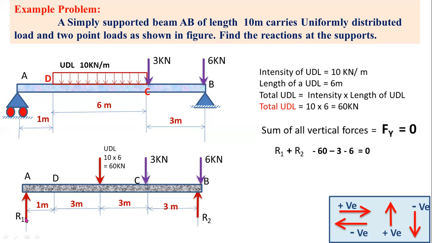R1, R2 are upward forces. 60 kilonewton, 3 kilonewton, 6 kilonewton, these three are downward forces. For downward forces, you have to consider negative sign. From this equation, you can get another equation: R1 plus R2 equals 69 kilonewtons. Here there are two unknowns. For solving these two unknowns, we need another equation.